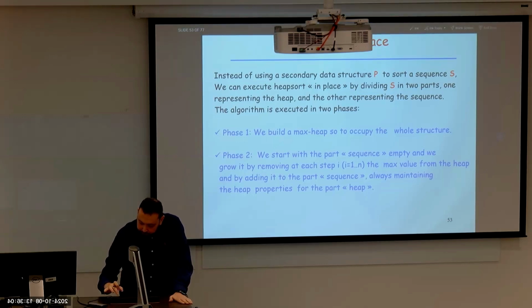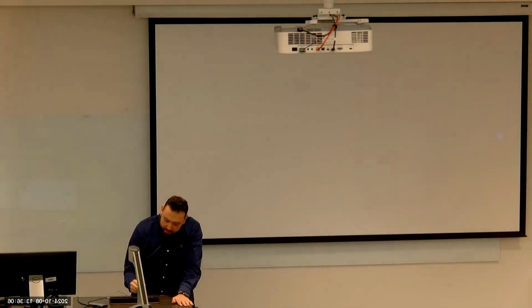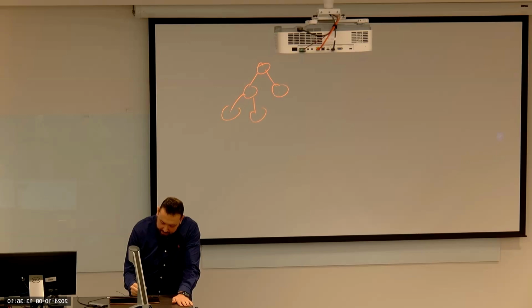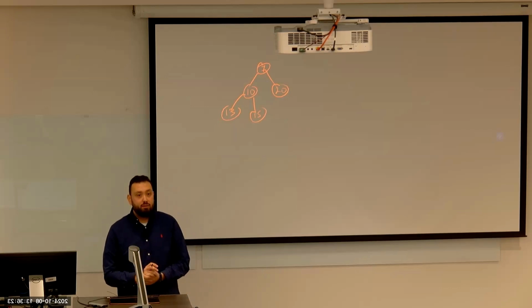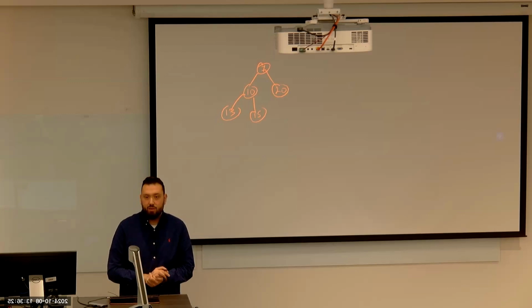Let's see why. Guys, if I have 7, 10, 20, 13 and 15, usually, if I remove min, what's going to happen? Who can tell me?